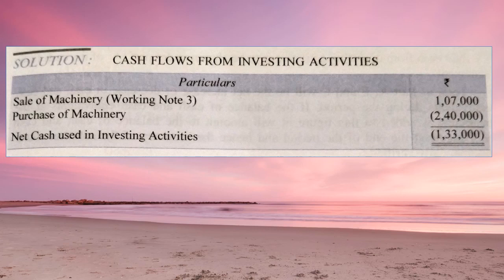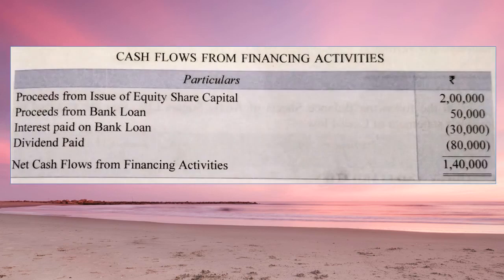Cash flows from investing activities: sale of machinery. First of all, see all these activities, then I will move on to working notes. 1,07,000. Purchase of machinery, it is 2,40,000. Net cash used in investing activities, that is rupees 1,33,000. Look, either there will be an inflow of cash or it will be used. Here the result is in minus, so the word used will be written. It is used.